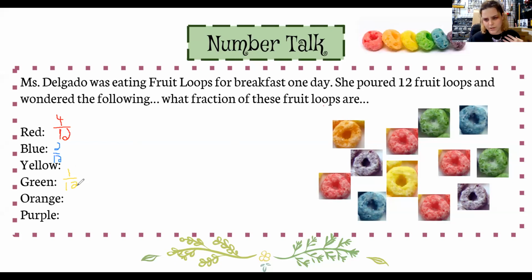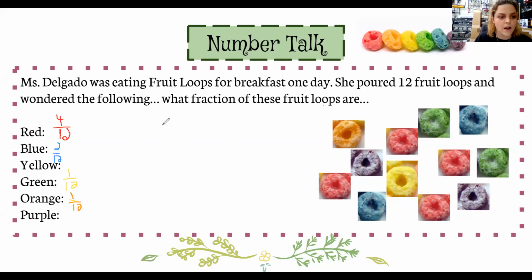Let's look at the orange ones. It seems I only have 1/12 of my Fruit Loops are orange, and I forgot to change my color. So give me 1 second as I do that. So 1/12 of my Fruit Loops are orange. And then lastly, look at how many purple Fruit Loops we have.